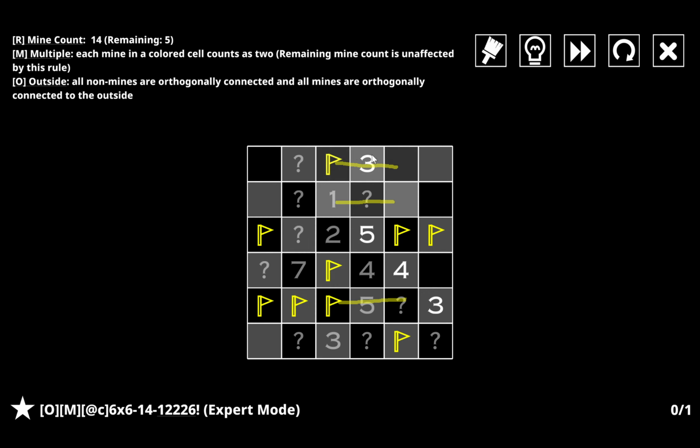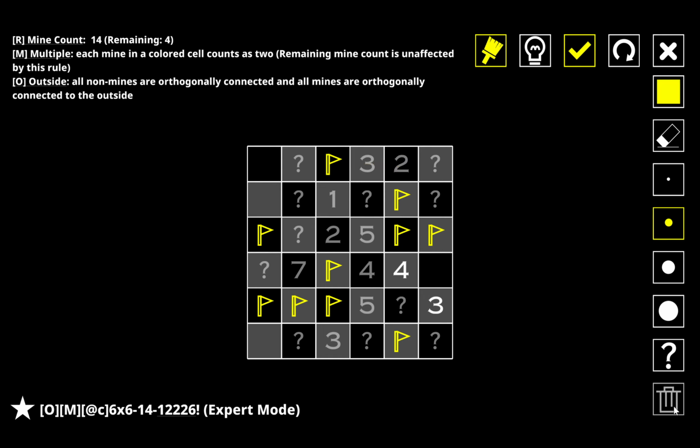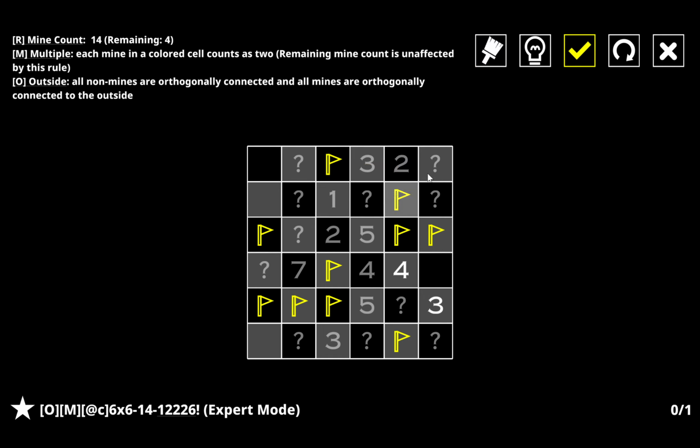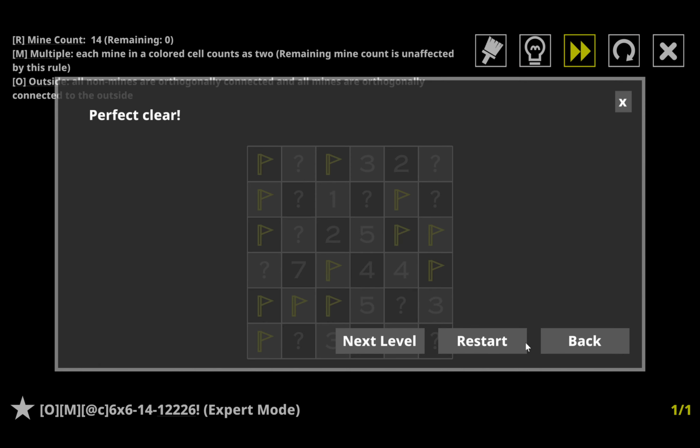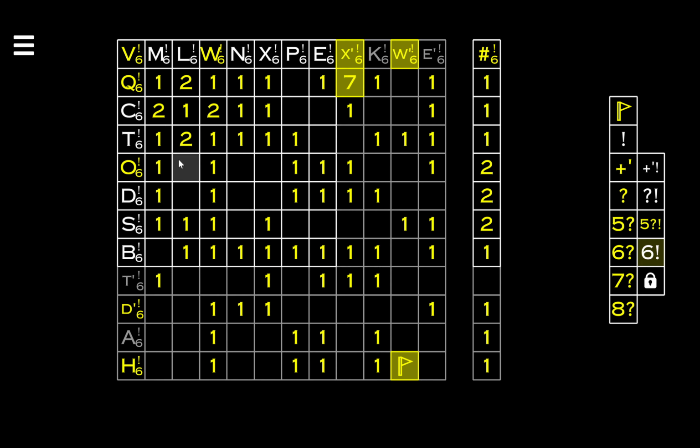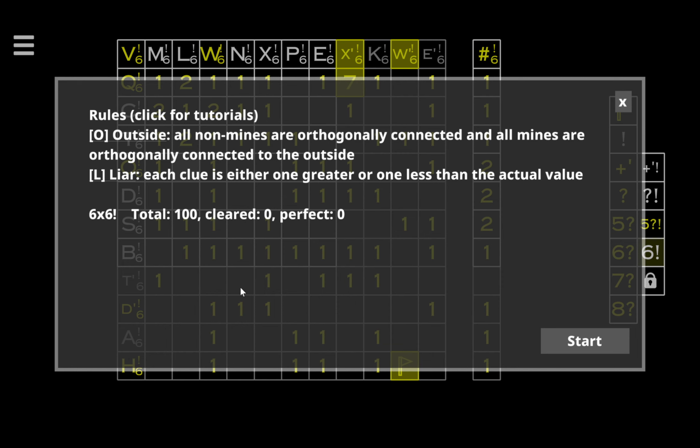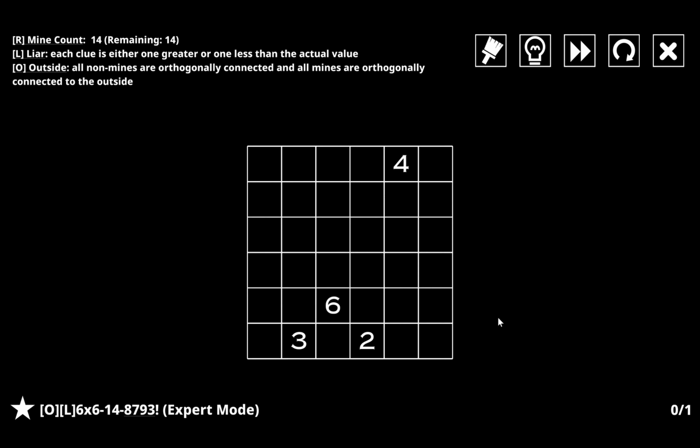This 1 clue is already finished, so we can also finish up this 3 clue and this 2 clue. And we've now reached a point where there are 4 mines left and 4 squares open, so we can just click that and move on. Alright. That one kind of fell apart towards the end. That's okay. Now we can do an outside liner real quick.